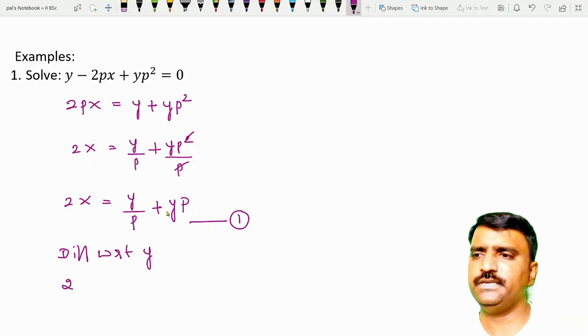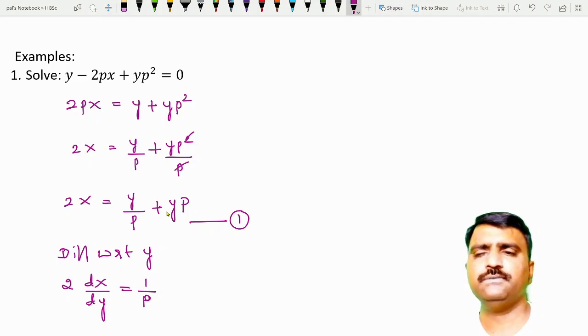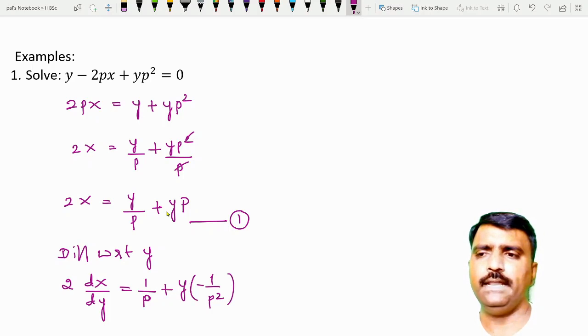So then it is 2 into the differentiation of x with respect to y, which is dx by dy. 2 into dx by dy is equal to the differentiation of y, which is 1 by p, because we are taking differentiation with respect to y. Plus I am using the product rule here. So keep y as it is. Differentiation of 1 by p is minus 1 by p square, into dp by dy.